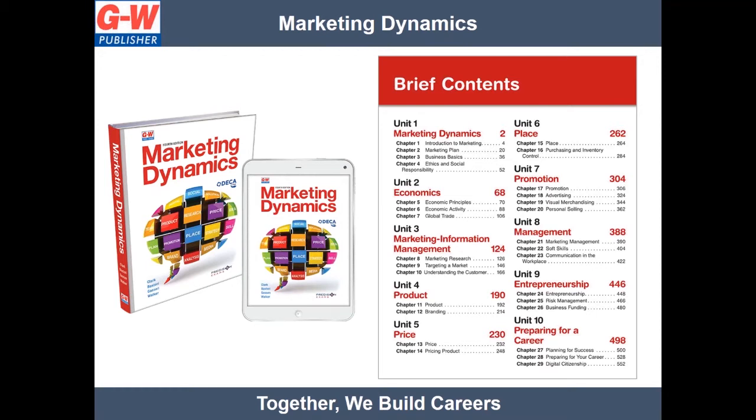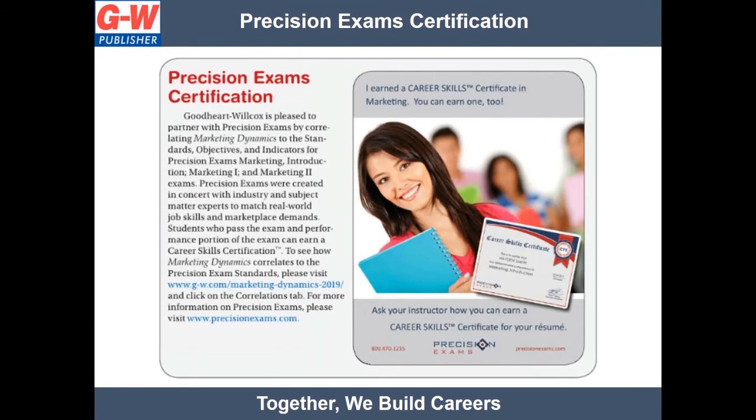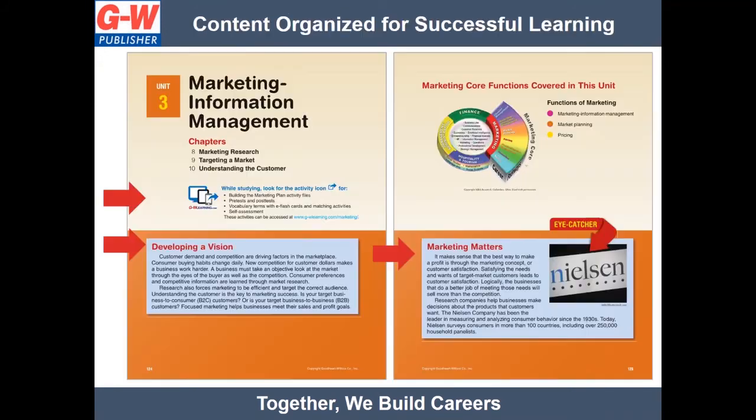It includes a well-rounded introduction to the 4 Ps: product, price, place, and promotion. Other essential topics, such as marketing research and target market identification, are also covered. The correlation of Marketing Dynamics to the standards, objectives, and indicators for the Precision Exams Introduction to Marketing, Marketing 1, and Marketing 2 exams prepares students to earn a career skills certificate upon completion of the course.